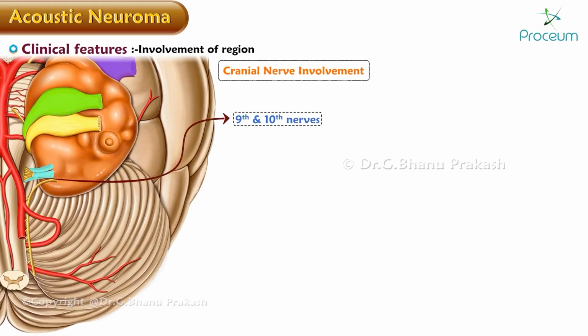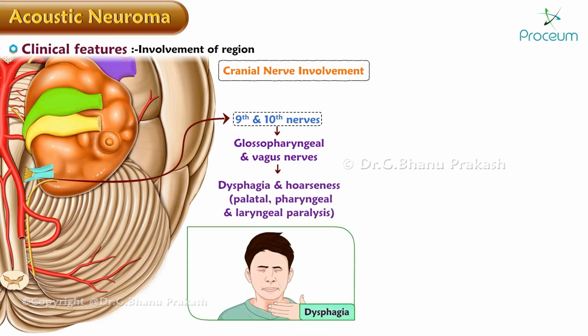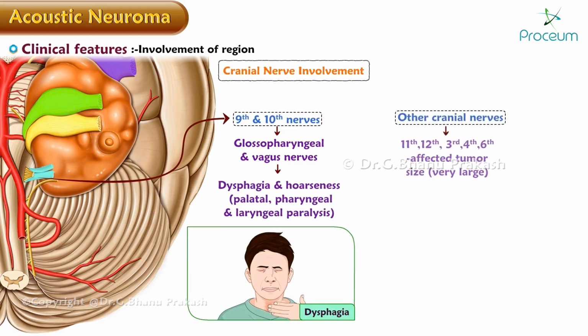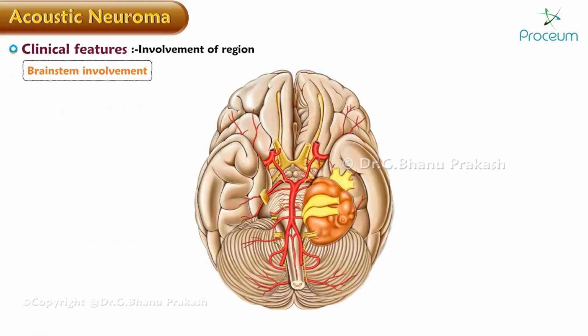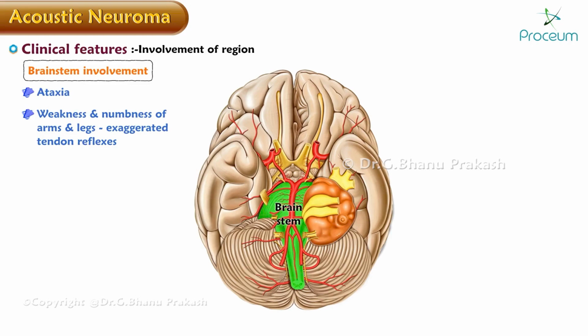Ninth and 10th nerves. When the glossopharyngeal and vagus nerves are involved, there is dysphagia and hoarseness due to palatal, pharyngeal, and laryngeal paralysis. Other cranial nerves. 11th and 12th, 3rd, 4th, and 6th are affected when the tumor size is very large. Brainstem involvement. There is ataxia, weakness, and numbness of the arms and legs, with exaggerated tendon reflexes when the brainstem is involved. They are seen when long motor and sensory tracts are involved.